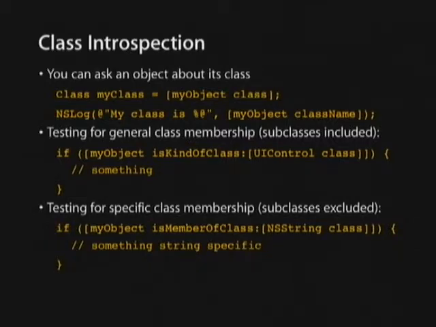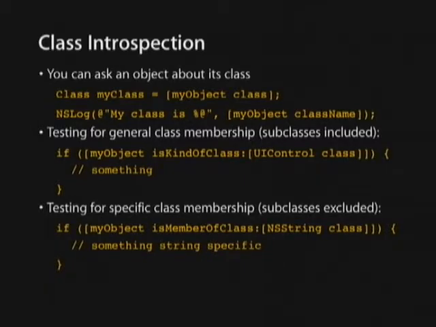So in this case, I have an object. I want to know if it's a control. So I say isKindOfClass UIControl class. This gets me the UIControl class object, and then I ask it if this is of the same type. And if so, I do something. And then there's a variant of that, which is isMemberOfClass. So isKindOfClass will return yes if it's any of the subclasses of that type. isMemberOfClass will only return true if it's actually that type.